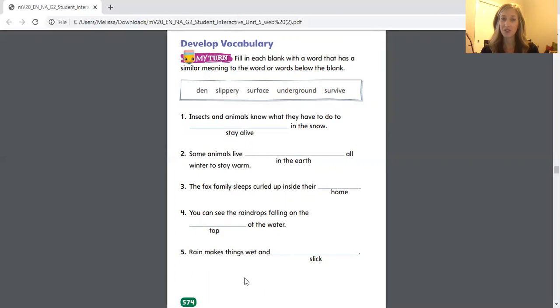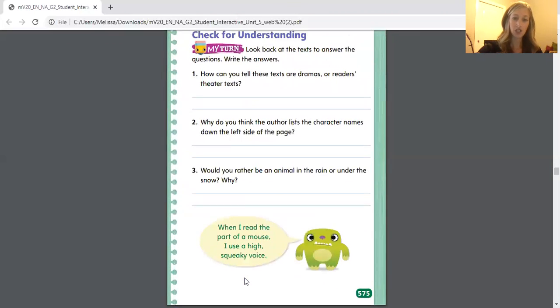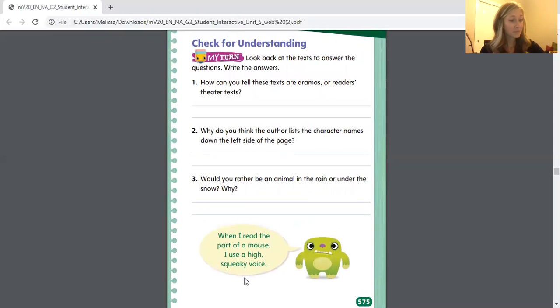Okay, go ahead and make sure you filled all of those in, and when you're ready, we will work on our check for understanding together. We are on page 575. So if you need to, you're welcome to pause the video, go back, find the answer in the text, but I'm going to help you out as much as possible too. Question number 1 says, how can you tell these texts are dramas or reader's theater's text? So just by looking at the text, how can you tell that this was a drama? It obviously was not an informational text. It was different from it.